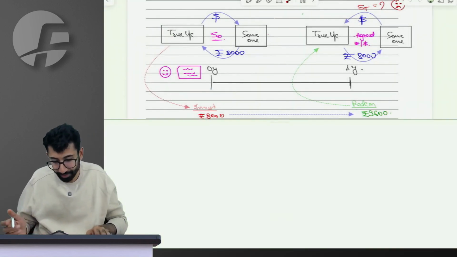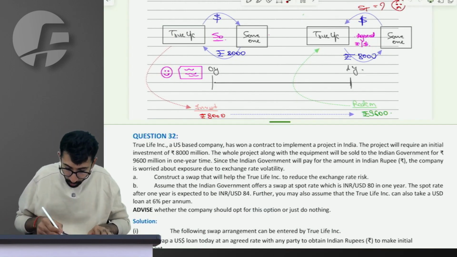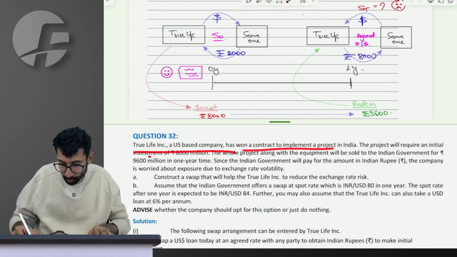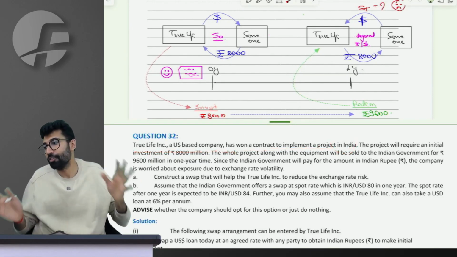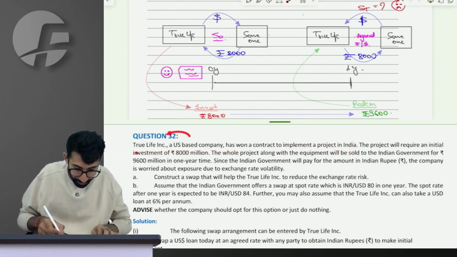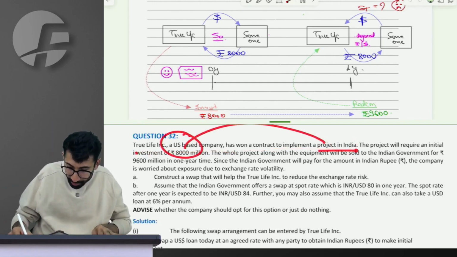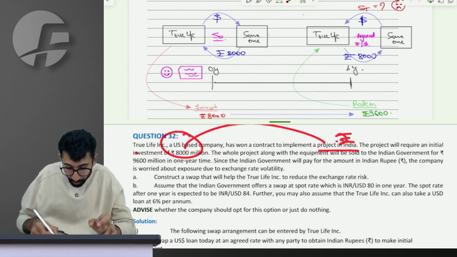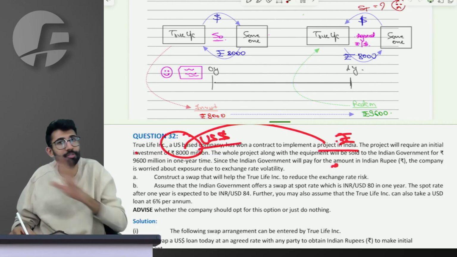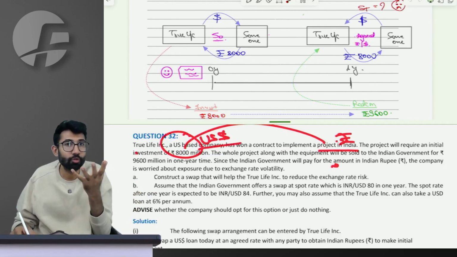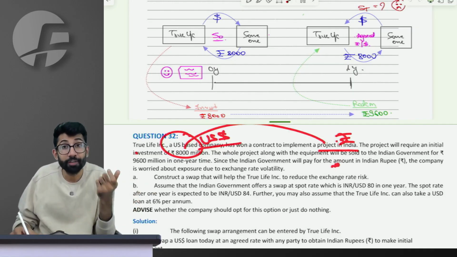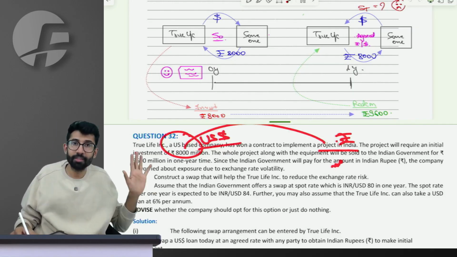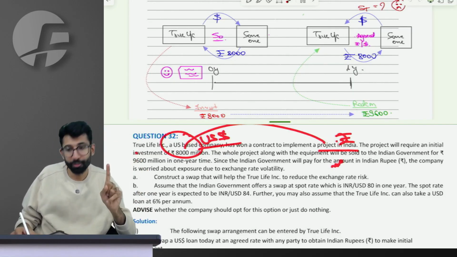True Life, a US based company, has won a project to implement in India. The first basic thing you should realize is that this is a US company. When a US company does a project in India, the foreign currency is rupee, the home currency is US dollar. Unless you get clarity on foreign currency and home currency, you won't know in which currency the final answer should be. As we have learnt in the class, the final answer should always be in home currency.